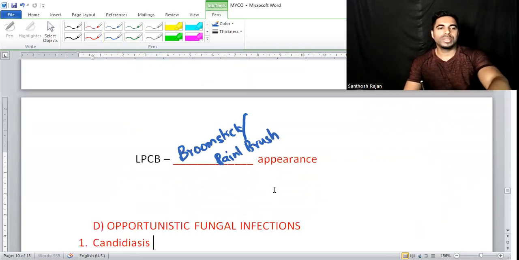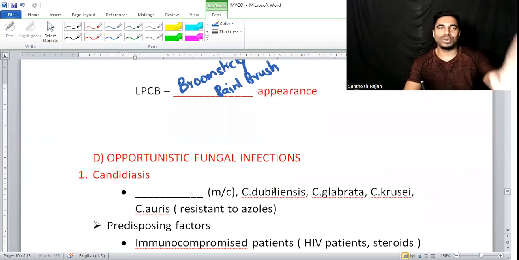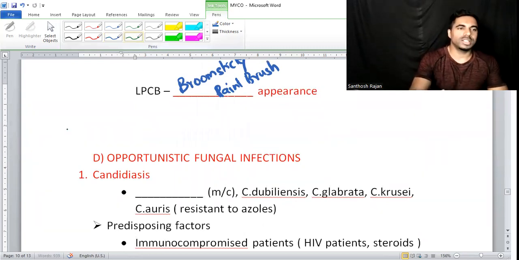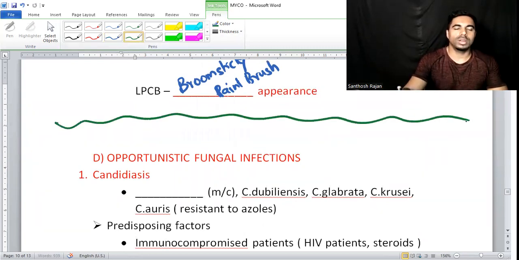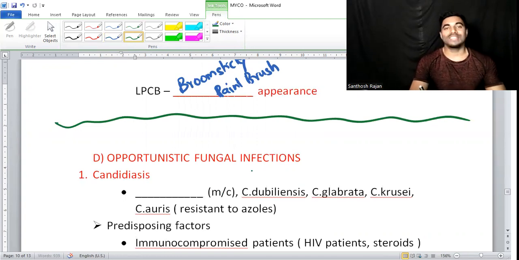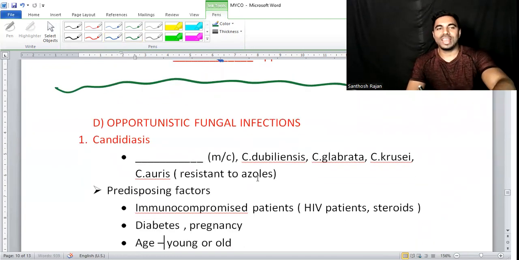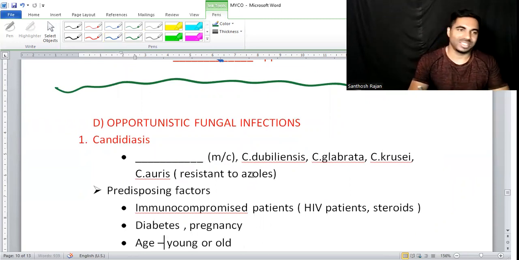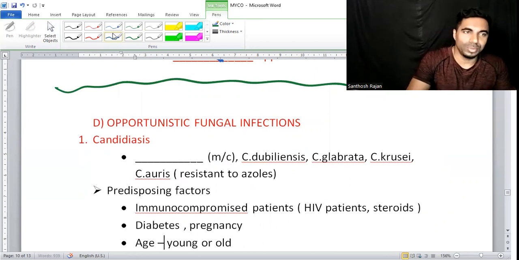Nice. Now next. Dimorphic fungi are over. Sporothrix you already studied yesterday, so that's not going to be talked about here. Among opportunistic fungal infections, we have many important diseases. Here only candidiasis, cryptococcus, aspergillosis, and mucormycosis we're going to study. They cause opportunistic infections.